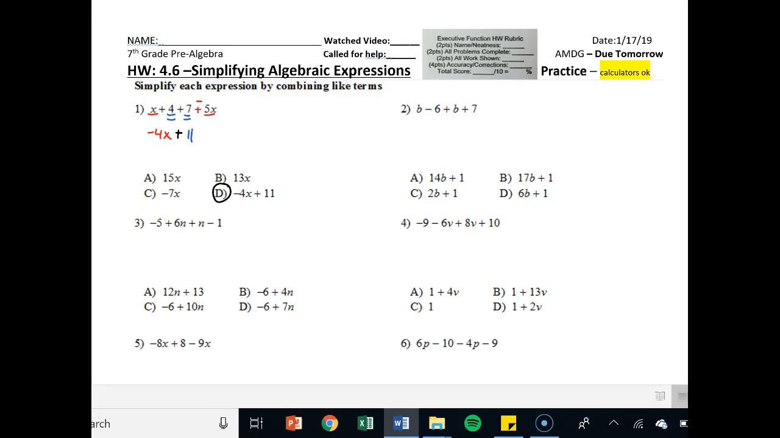Welcome to Homework 4.6, Simplifying Algebraic Expressions. You watch today, you check off. Calculators are okay. This is practice and it's due tomorrow.